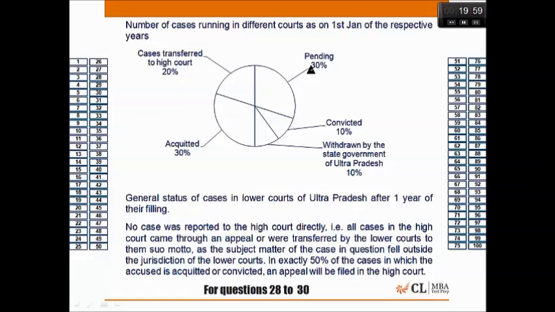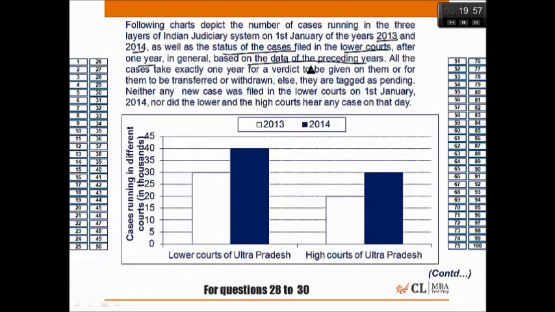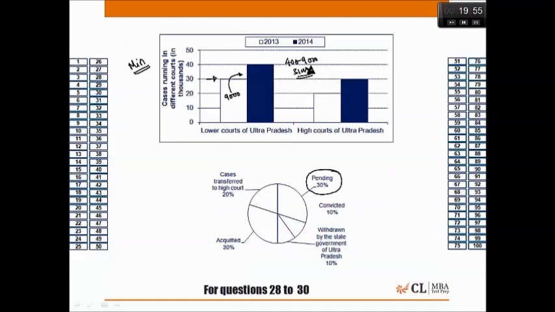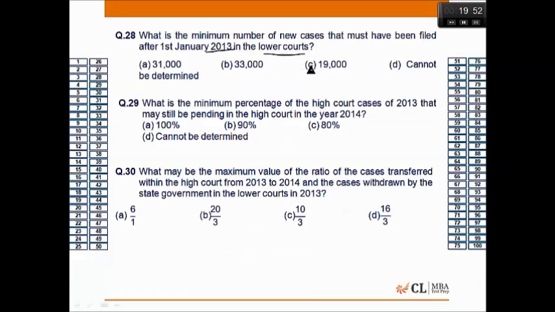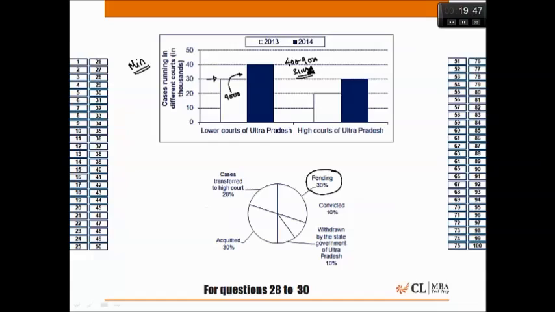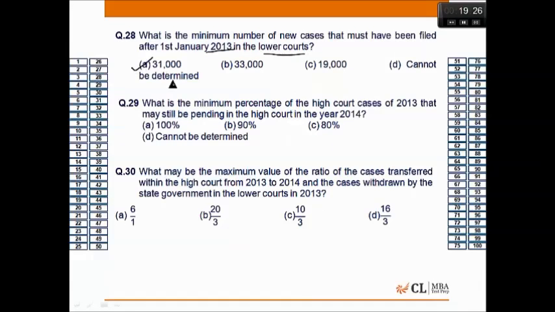What does pending mean? Okay, new cases that must have been filed. Okay, great. Okay, makes sense. So which basically means there are some cases that got transferred to higher court and so on and so forth. The pending is whatever happens, 9,000 has to be pending, which means minimum of 31,000. Cases transferred to high courts, cases acquitted. Okay, but these are all there. So which means 31,000. Okay, one done.